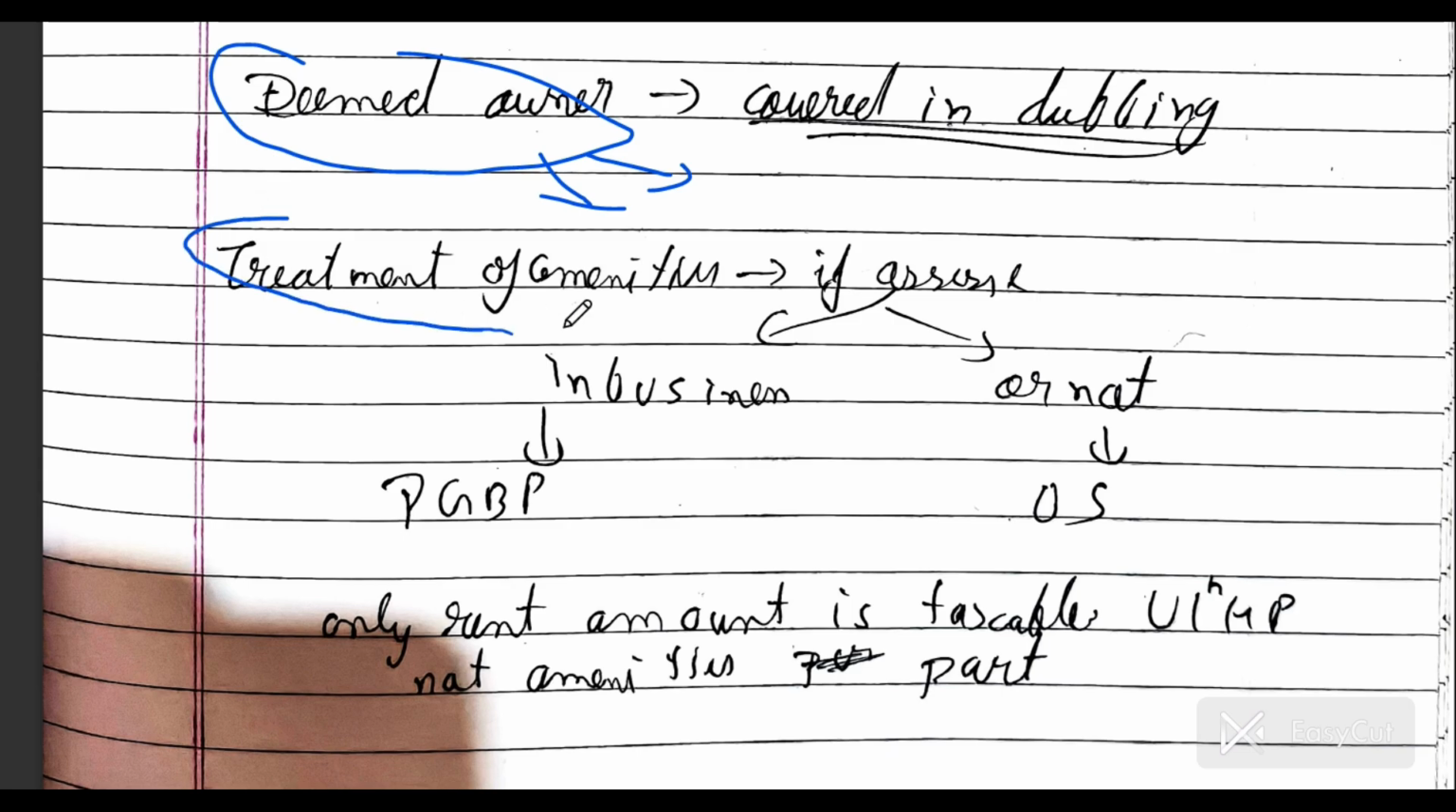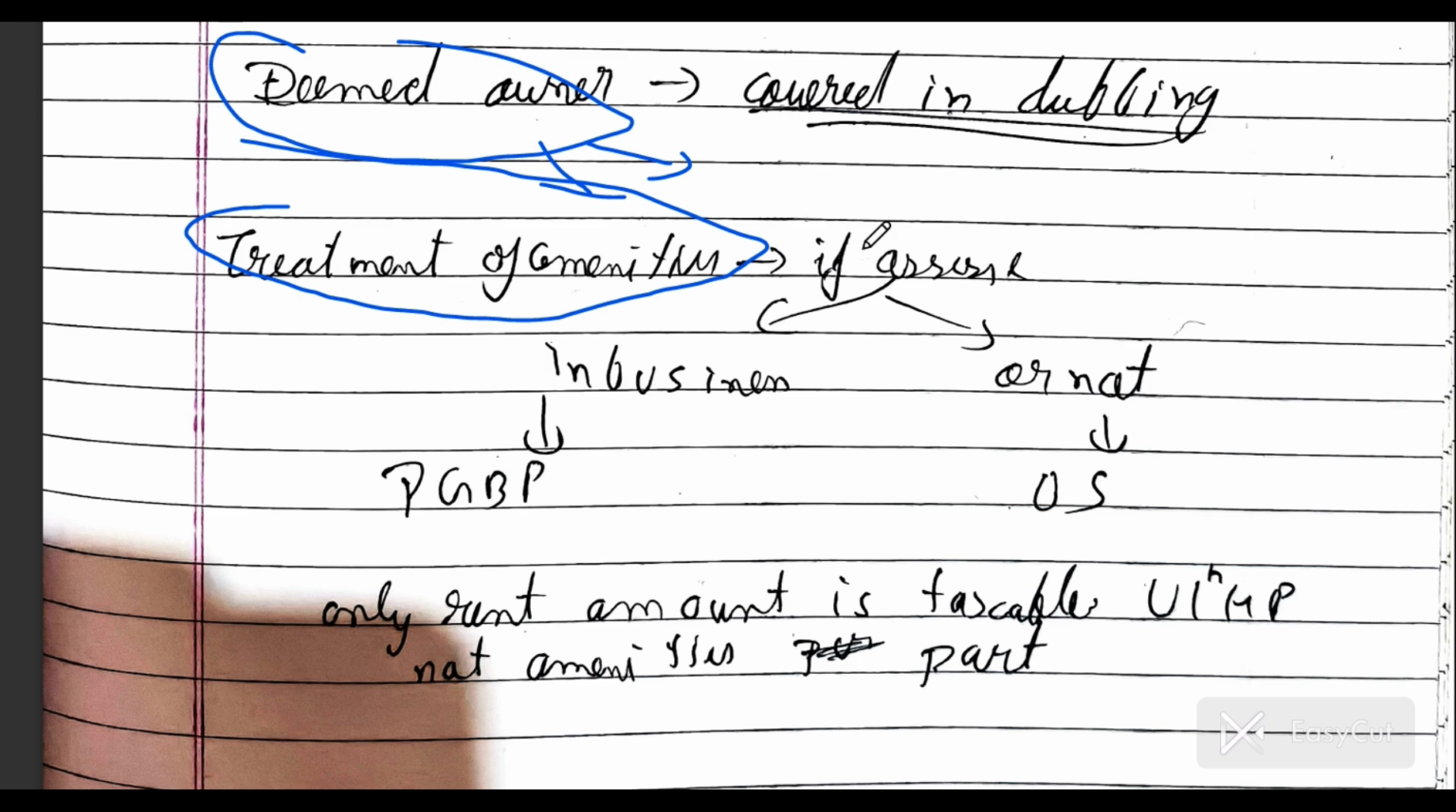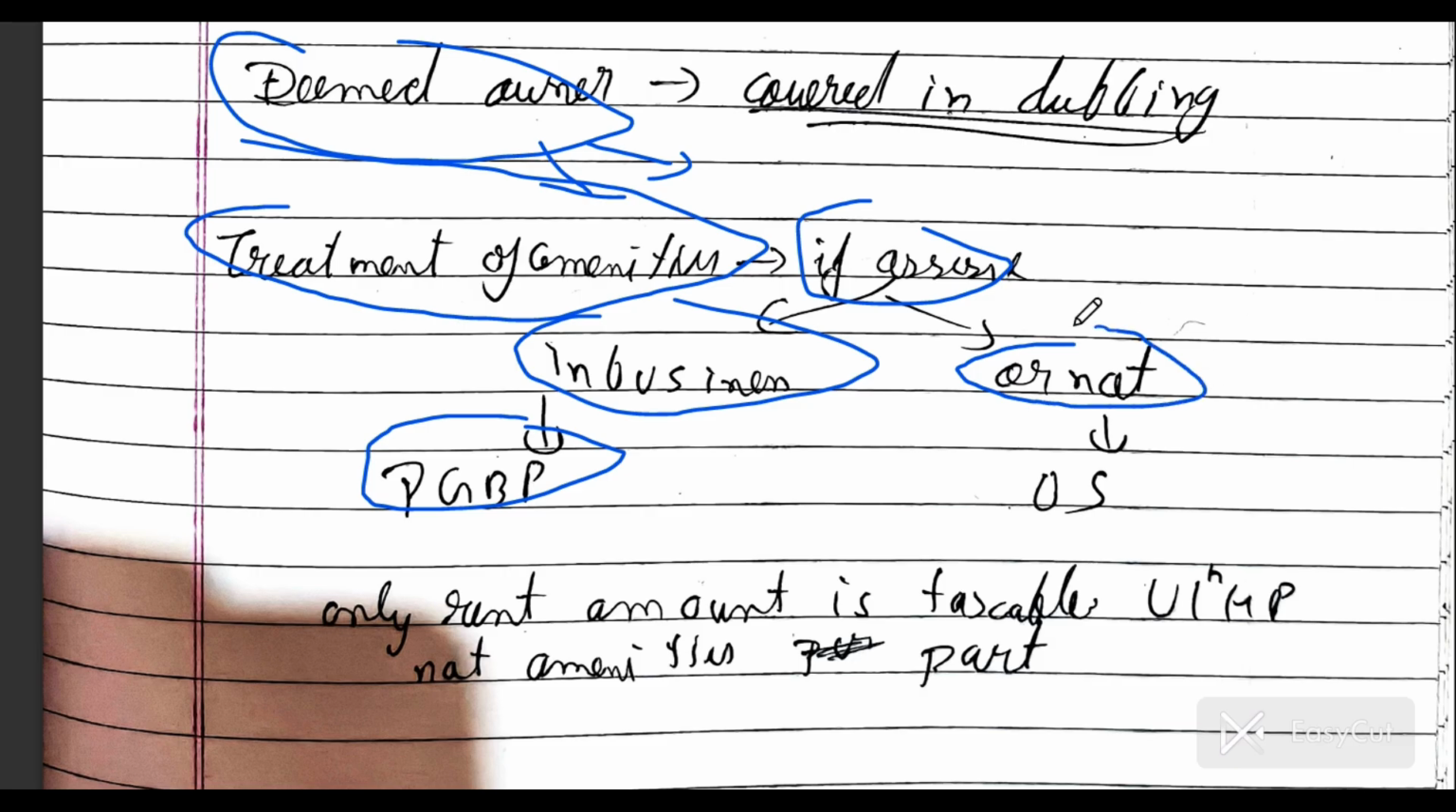And there is one more treatment, of amenities. You will see one or two questions hardly on amenities, but it is ICAI's favorite question; it will ask in RTP, MTP. Okay, if the assessee is in the business of letting out the HP, then the amenities portion is taxable under head PGBP. If the assessee is not in the business of letting out the property, then that amenity is taxable under other sources. Only the rent amount is taxable under head HP and not amenities. And what are amenities? Like with a flat you are getting furniture, sofa, another RO. These all are called amenities.